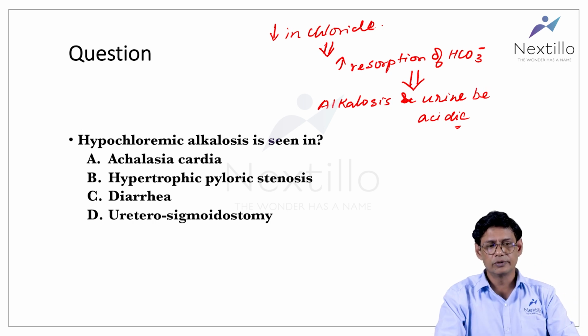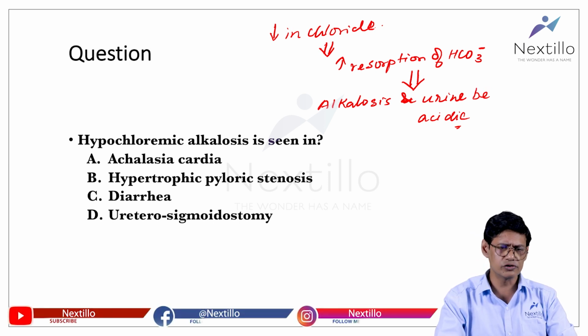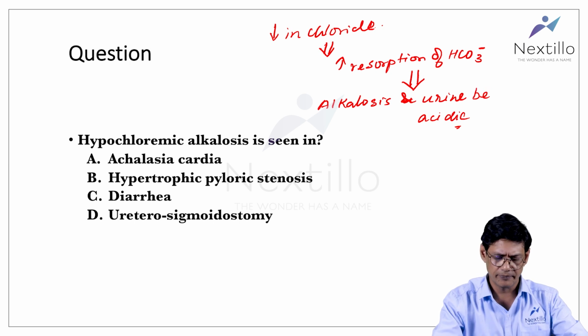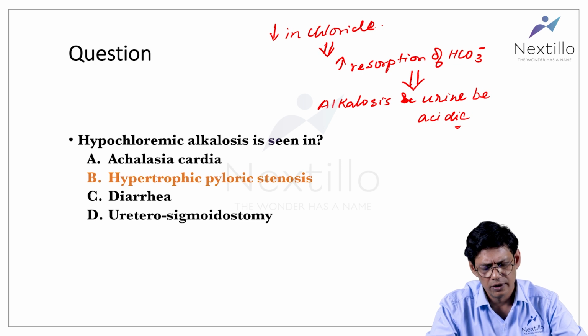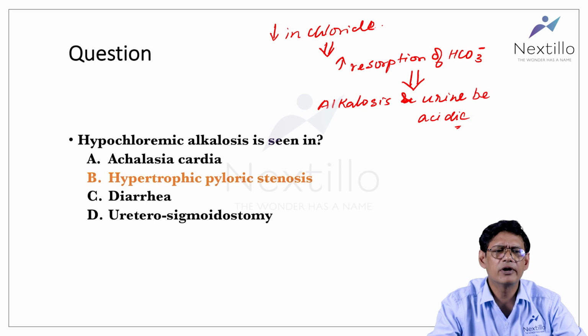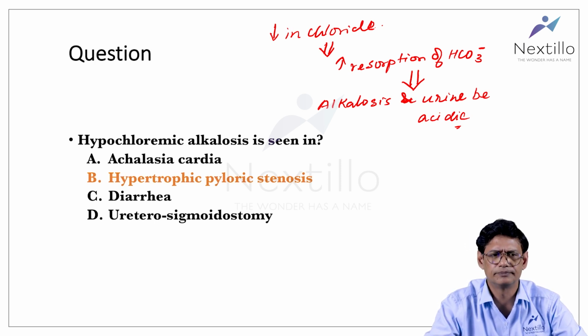So this is what is seen: there is alkalosis due to hypochloremia, and paradoxically there is acidosis, because normally in alkalosis the urine should be alkaline, but in this condition the urine has become acidic. So the answer to this is hypertrophic pyloric stenosis. By far the commonest metabolic abnormality of hypertrophic pyloric stenosis is hypochloremic alkalosis with hypokalemia with paradoxical aciduria.